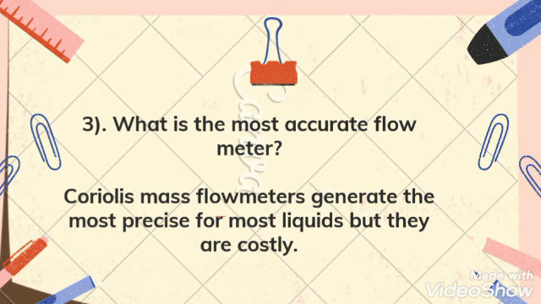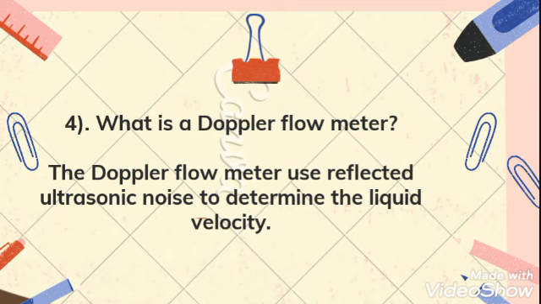What is the most accurate flow meter? The Coriolis mass flow meter is the most precise for most liquids, but they are costly as compared to the ultrasonic. What is the Doppler flow meter? The Doppler flow meter uses reflected ultrasonic noise to determine the liquid velocity.